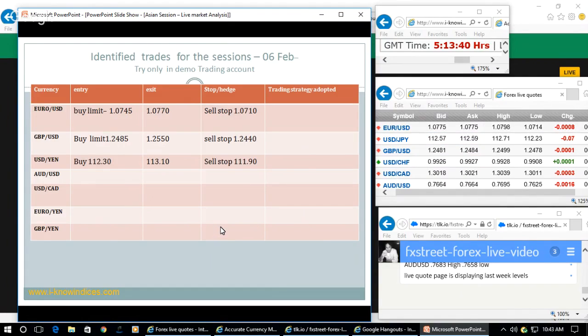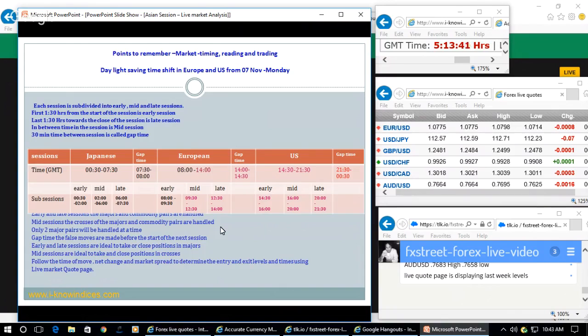Now these are all the market timings for the day, and each day is subdivided into 3 sessions: Japanese, European, and the US session. In between the sessions there is a gap time, and during the gap time the players make false moves. And in a session, the early and the late sessions handle the majors, and the mid sessions handle the crosses.